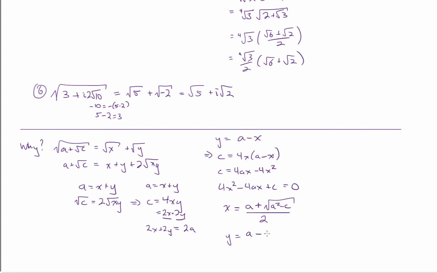Meanwhile, y is a minus square root of a squared minus c, all over 2. And you can see the solutions, x and y, are only integers, or potentially rationals with a 2 in the denominator, if the thing on the inside of the square root is a nice perfect square.